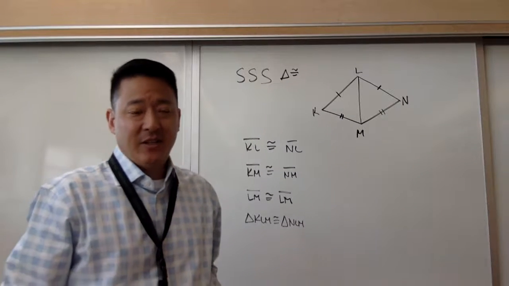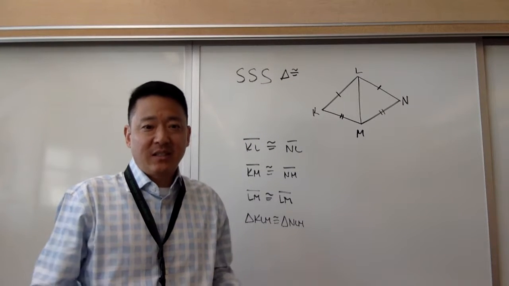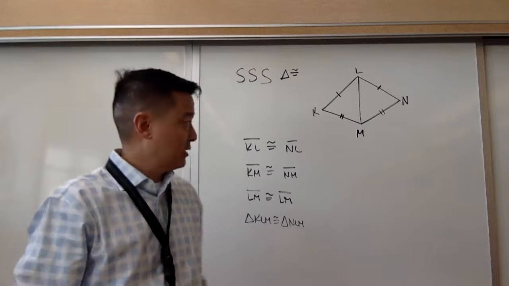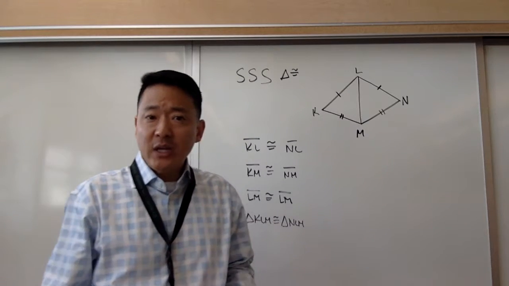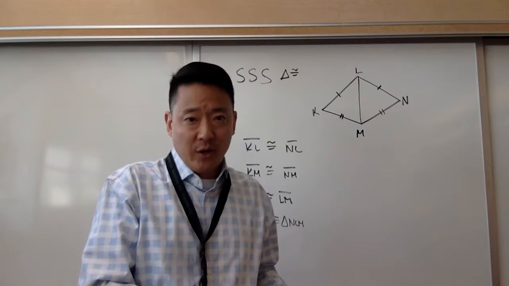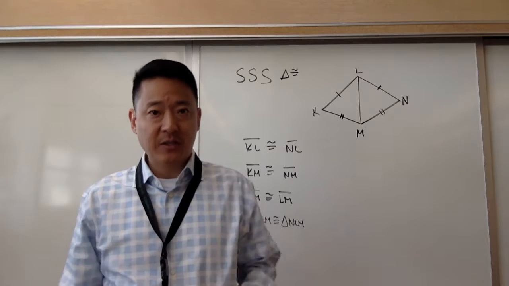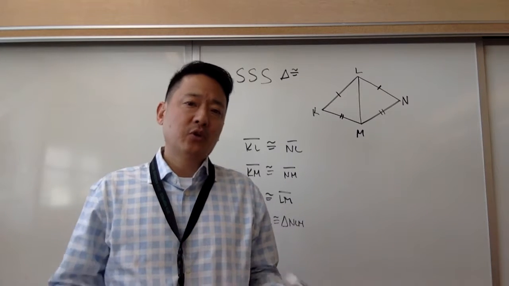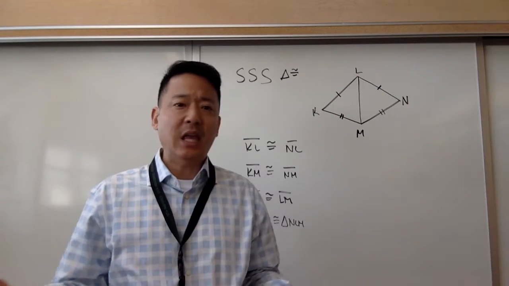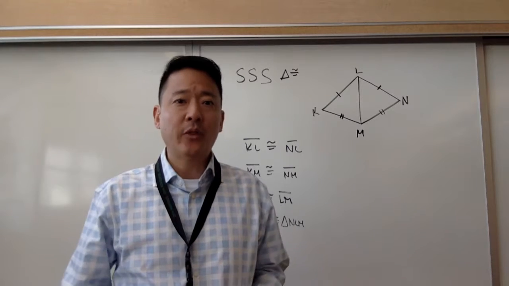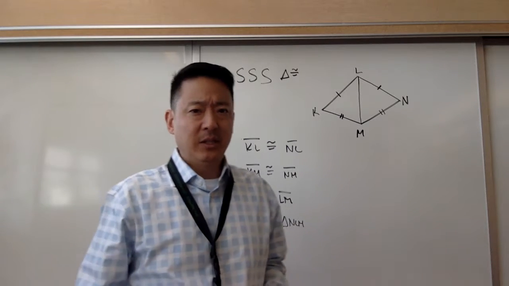Hey guys, in the last video, we figured out that the side-side-side triangle congruence theorem works, that for any two triangles, if we know that the three sides of one triangle are congruent to three corresponding sides of another triangle, then the two triangles are congruent. We don't need to know any of the angles as long as we know all three of the sides. Let's take a little bit deeper look.